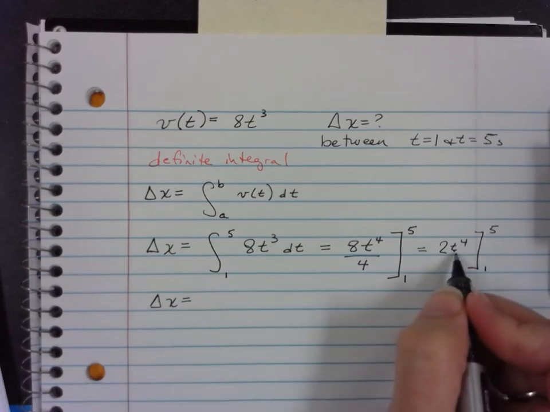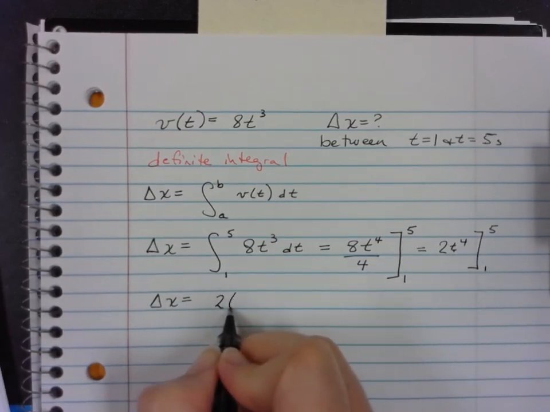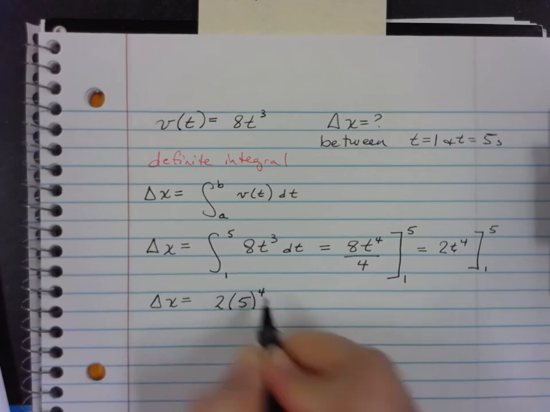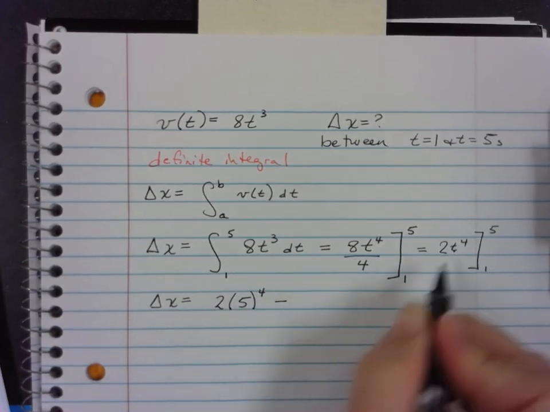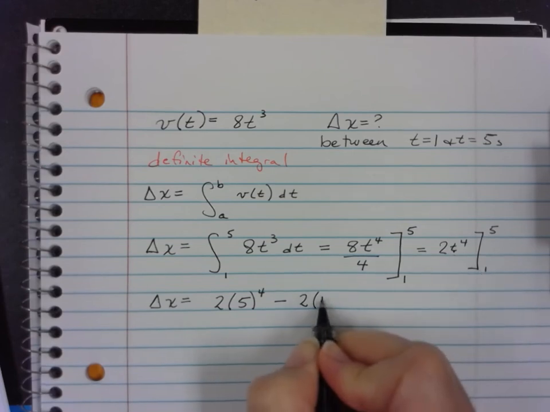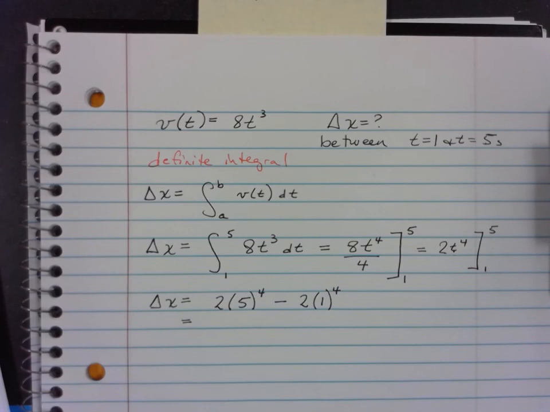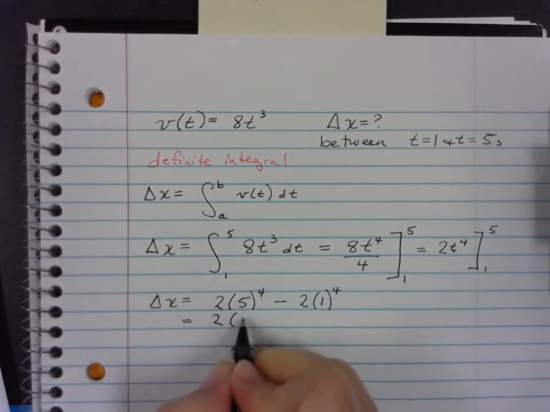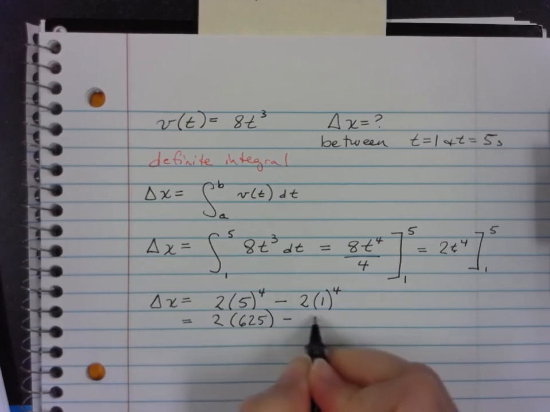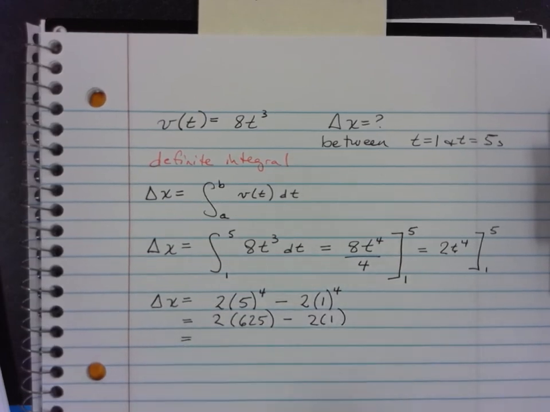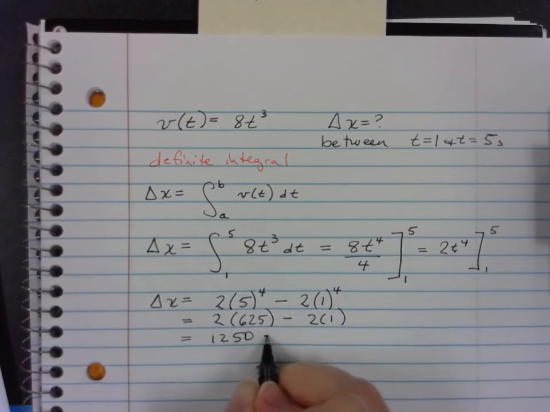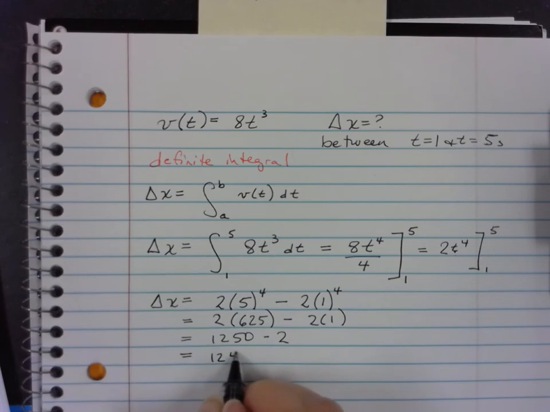So 2t to the 4th, so I'm going to do 5 to the 4th power, and then I'm subtracting the same function but evaluated at the other endpoint. So yeah, 5 to the 4th, is that 625? Yay me. So 2 times 625 minus 2 times 1, so, okay, yes, I used the calculator. 1250 minus 2, so the displacement in this problem is 1248 meters.